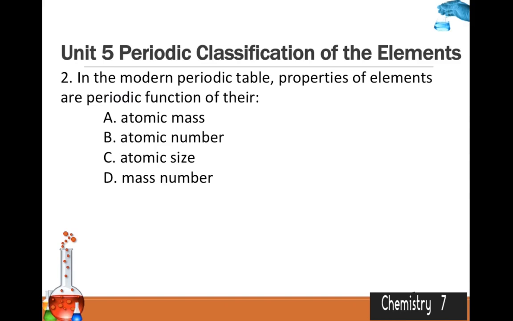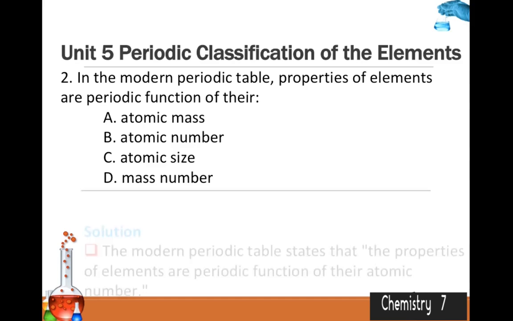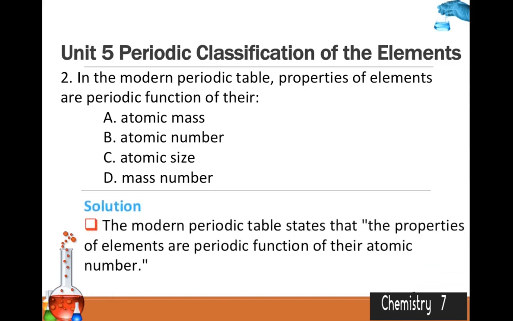In the modern periodic table, properties of elements are periodic functions of their atomic mass, atomic number, atomic size, or mass number? The modern periodic table states the properties of the elements are periodic functions of their atomic number. The answer is B, atomic number.